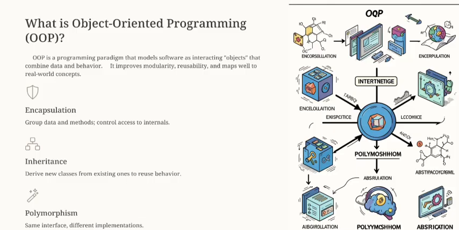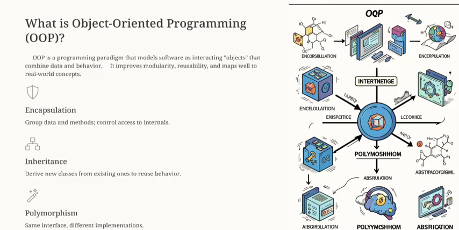Now talking about inheritance, it is the second important concept. Inheritance allows one class to use the properties and methods of another class. It helps in code reuse. For example, animal is a general class and dog is a type of animal. So dog can inherit common properties from animal. We will discuss inheritance in detail later.